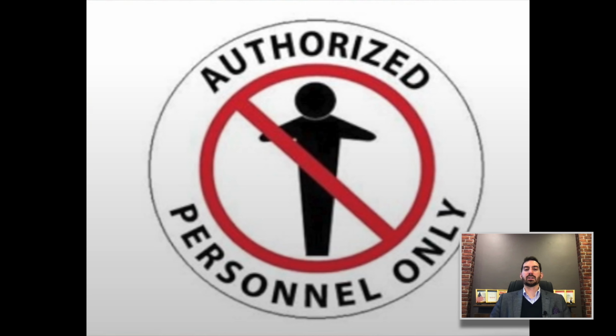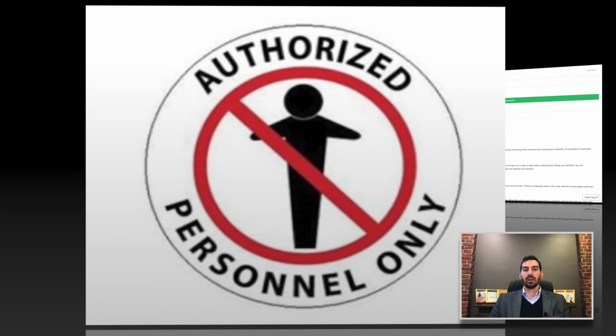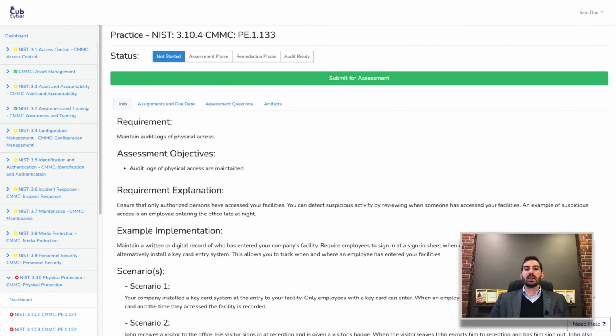So moving on to the next requirement, CMMC PE.1.133. This applies to everyone with a level 1 or higher requirement. And then NIST 3.10.4. It says maintain audit logs of physical access. Anytime somebody accesses your facility, that access needs to be logged. Same thing with the exit.